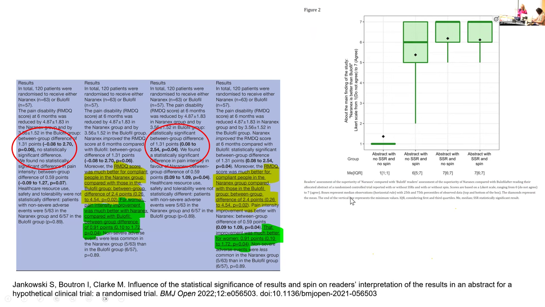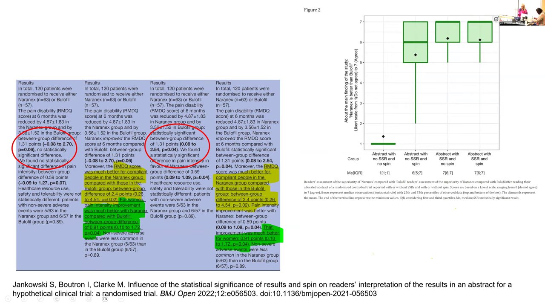So the first one here had a non-significant result and no spin. And what they got them to do was rate on a Likert scale from 1 to 7, where if 1, they didn't believe that Naranex was better than Bulopill, and 7 was where they did believe it was. So when there was no statistically significant result and no spin, they didn't believe that Naranex was better than Bulopill.